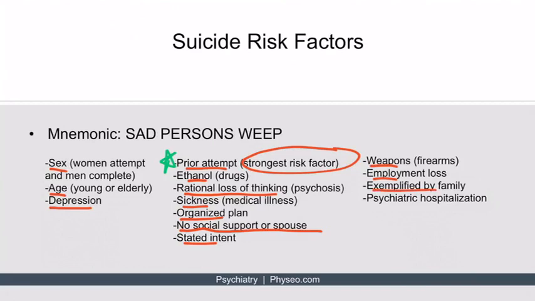Finally, P stands for psychiatric hospitalization. So if someone was recently hospitalized in a psychiatric facility, they're more likely to complete suicide. All right, obviously there are quite a few things here to remember. However, if you only take away two things, remember that a prior attempt is the strongest risk factor and that firearms are the most common method of attempting suicide.